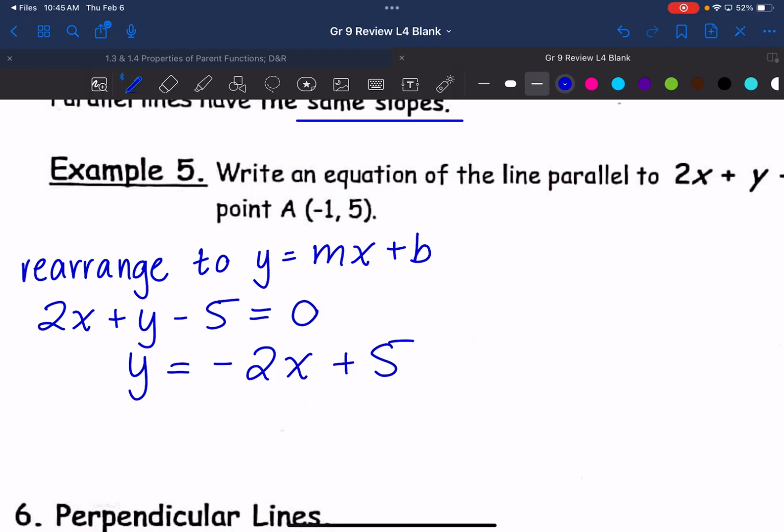Right? So is this okay? This is the first time I didn't do arrows to show things moving over, but this was okay, knowing that the 2x flipped sign and the -5 flipped sign, because we brought it over. Cool. What's my slope here?